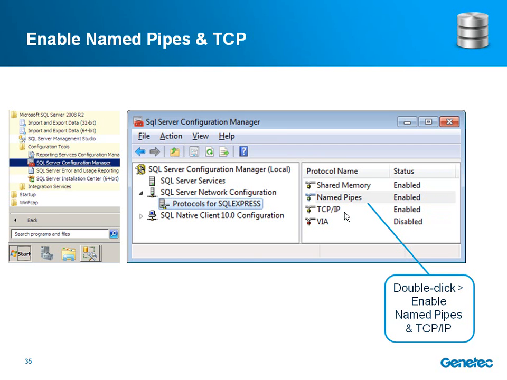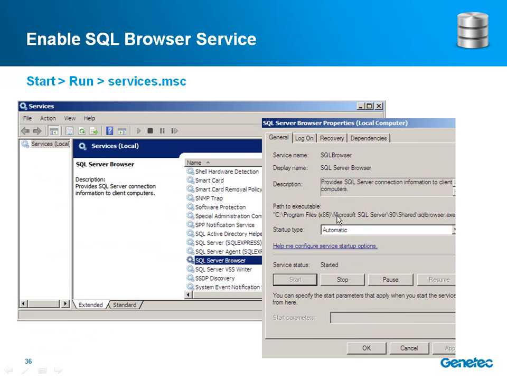Now that's all we need to do in the Configuration Manager, so we can close that now, and we're going to switch over to the Windows services. An easy way to bring this up is to click on your Start button, click on Run or the box to search programs, and type services.msc. From the Windows services, go down to the one called SQL Server Browser, right-click on it, and go to the Properties. We need to set the startup type to automatic, and then once that's set, we can click on Start.